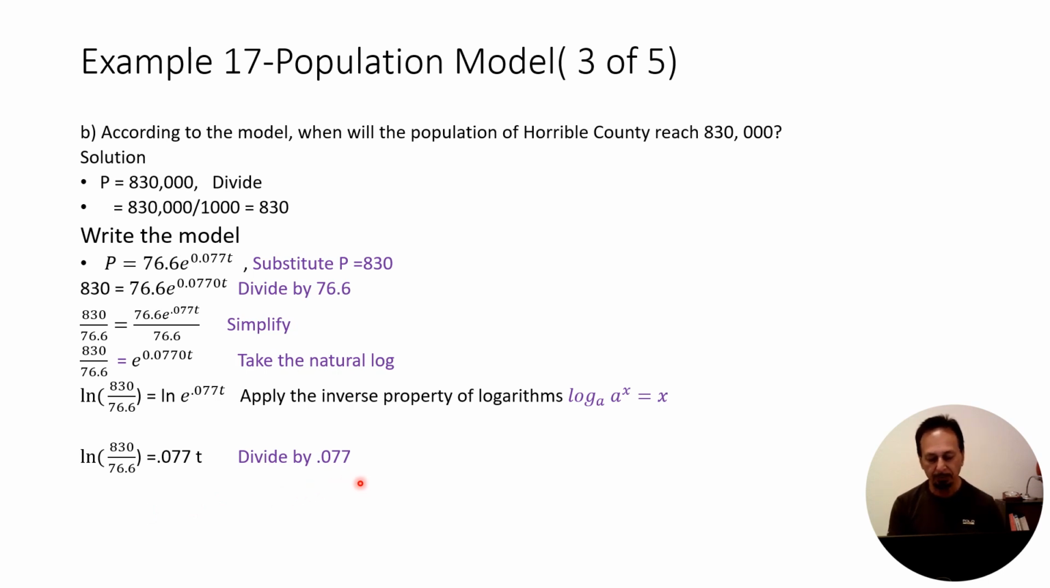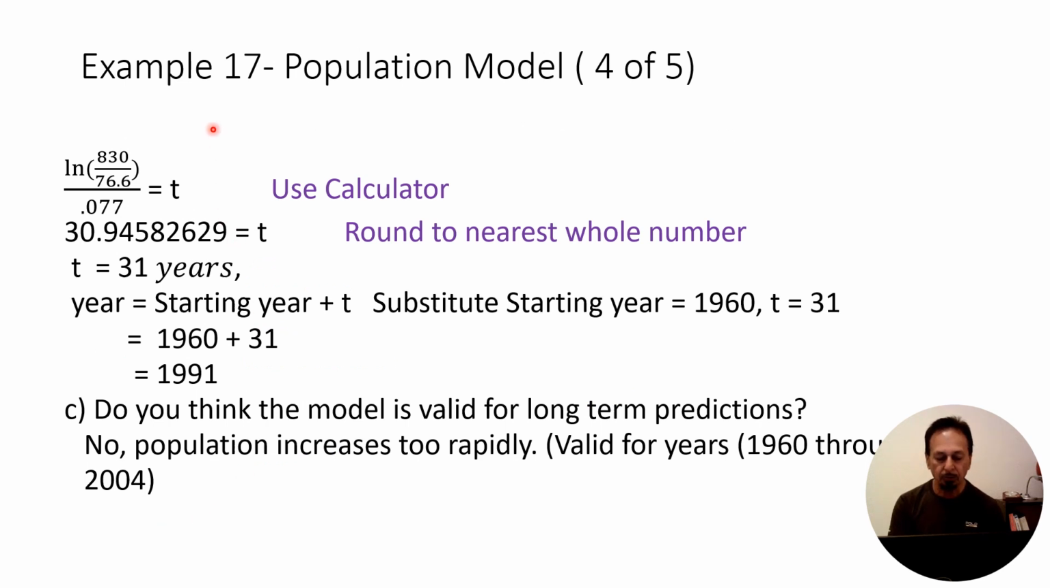So now we divide by 0.077. We have natural log of 830 over 76.6 divided by 0.077. We use the calculator and we get 30.9458269. Round to nearest whole number, t is equal to 31 years. Now we're going to write the year: starting year plus t. We substitute starting year is 1960 and t is 31. So we have 1960 plus 31 is 1991. So in 1991, the population of the county will be 830,000.